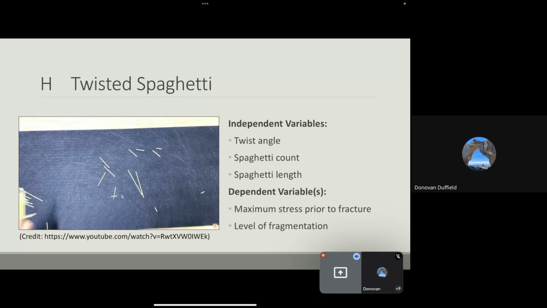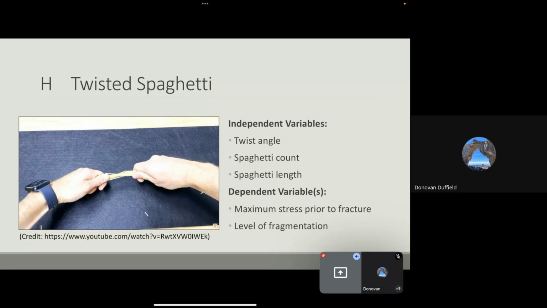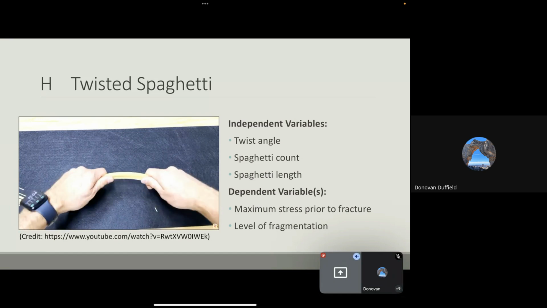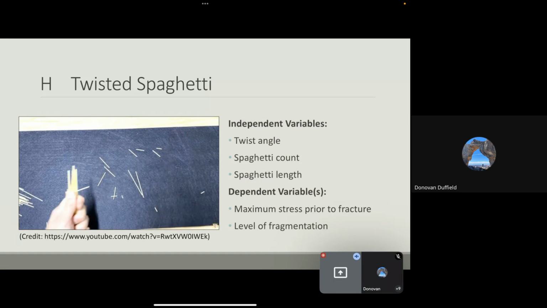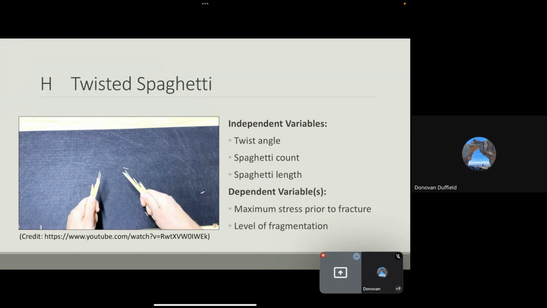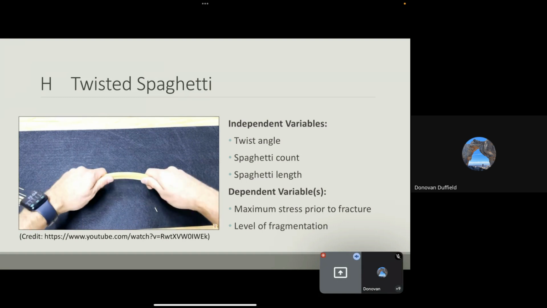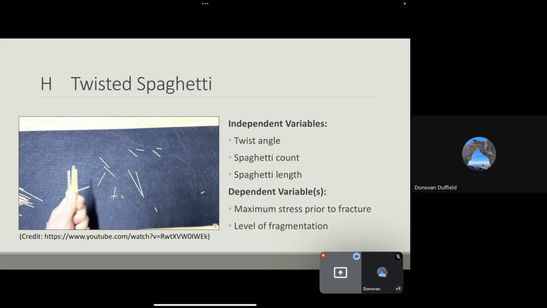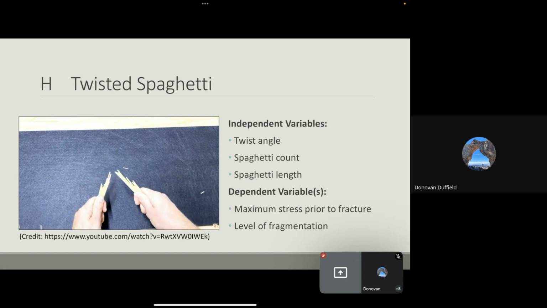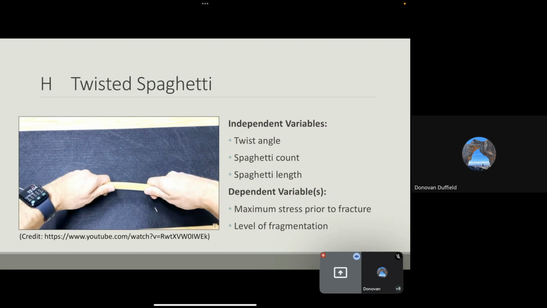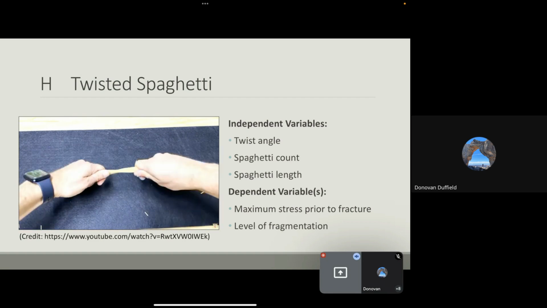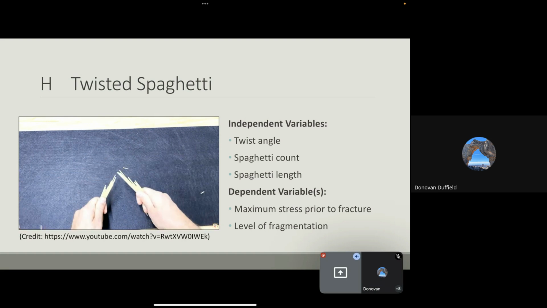The most important one is clearly the twist angle, because that's stated in the problem directly. But you should also look at the spaghetti count, the spaghetti length, and maybe even the type of spaghetti. Then your dependent variables are likely the maximum stress prior to fracture, so the amount of energy that you need to put in before your system buckles and breaks. And finally, you have to look at the level of fragmentation. So try to talk about all these extra pieces that are created when you break the bundle.